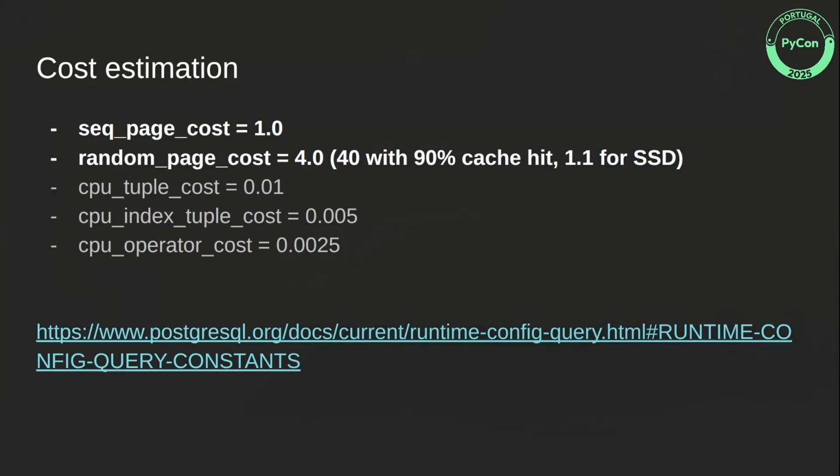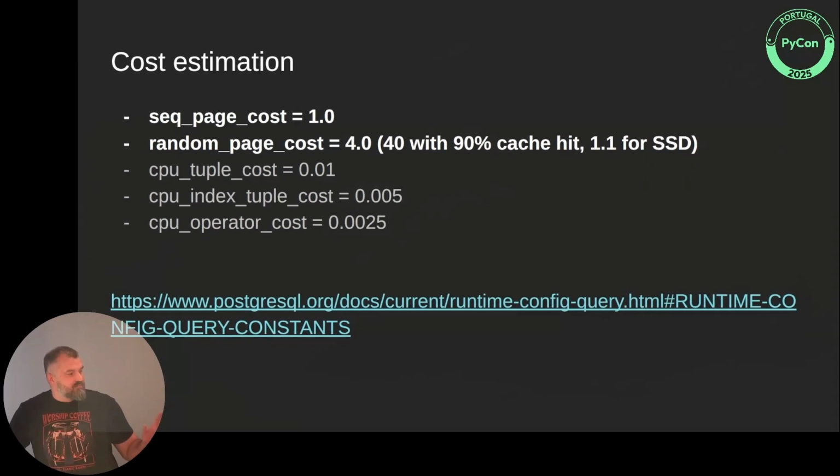So how does the database decide how to look for the data? It calculates the cost of each operation and decides which is the cheapest one. There are multiple parameters inside the database. The most important ones are the sequential page cost, which means how much it costs to read the next page after the current position on the disk.